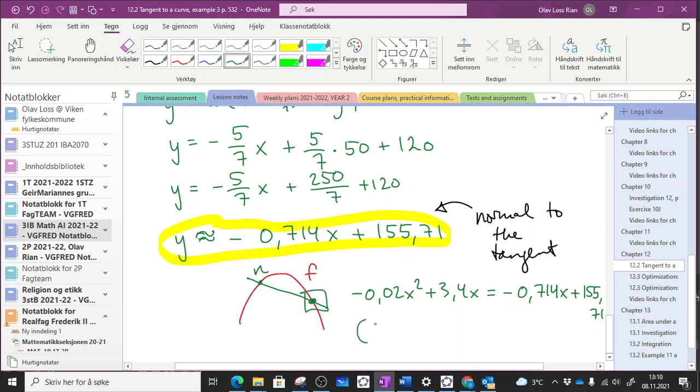And that's going to be x coordinate 155.7. And the y coordinate is going to be 44.5. So the answer is, yeah, that's the answer. So the coordinates for the point. So the entry point is this point here with these coordinates.